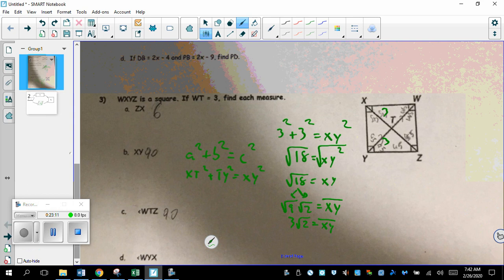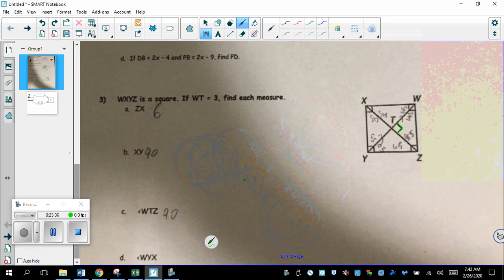So, what else we got? WTZ is 90 degrees. Yeah, fantastic. That's part of the definition, that it is a type of rhombus, therefore your diagonals are going to create a 90-degree angle. And they want to know what WYX is. You know your corners are 90, and we know from the last problem that these bisect each other. I see you have these labeled as 45. If they're bisected, yeah, it's going to be 45 degrees.